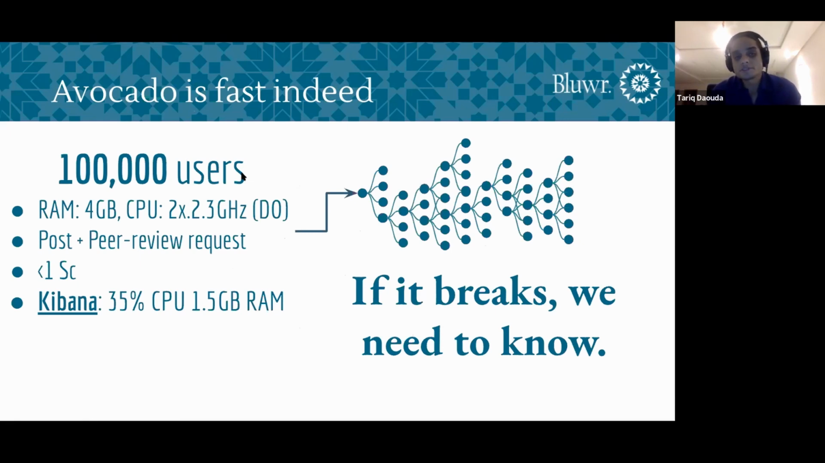ArangoDB is indeed fast. These are the results for stress tests that we've run recently, on a very reasonable machine: only 4 GB of RAM and 2 CPUs with 2.3 GHz on DigitalOcean. A single request for posting and peer reviewing takes less than 1 second. And not only that, but we're only using 35% of the CPU and only 1.5 gigabytes of RAM to get through this whole graph of exponential connections, a graph that is pretty huge, with 100,000 users.